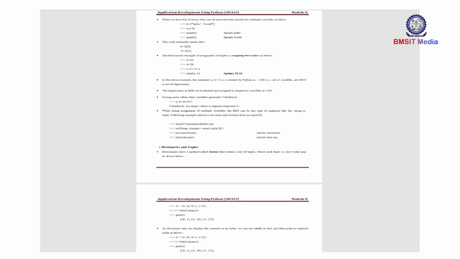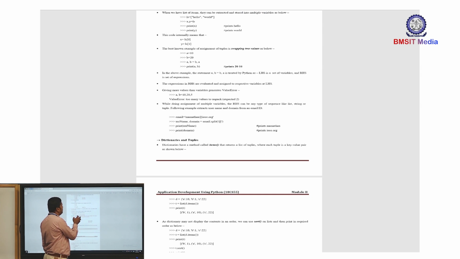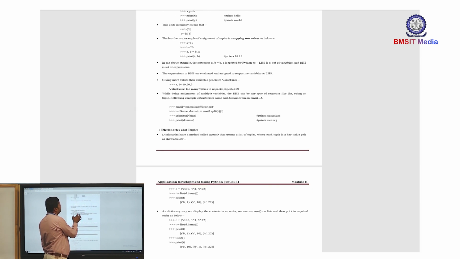So the replacement for this code is x is equal to ls[0], y is equal to ls[1]. Mind that indexes can be used only with lists, whereas I cannot use them with tuples. For tuples, there is a different mechanism. I have already shown you how to change the value in a tuple. Okay. Next, the best known example for using tuples or assignment of tuples is swapping of 2 values.